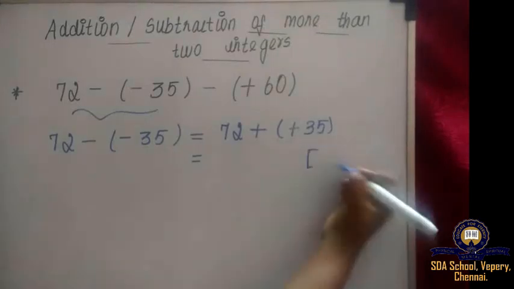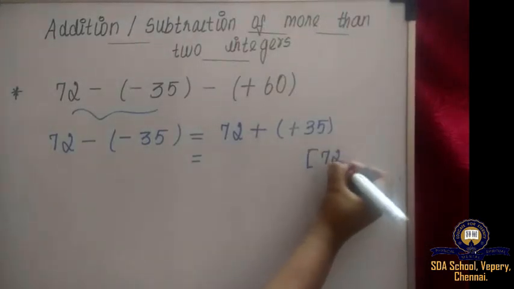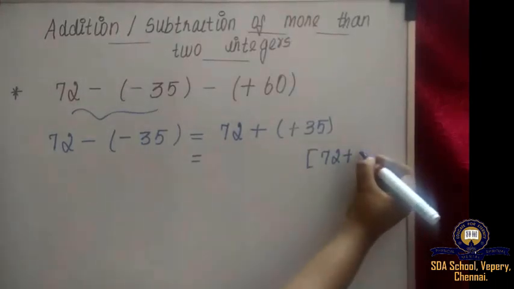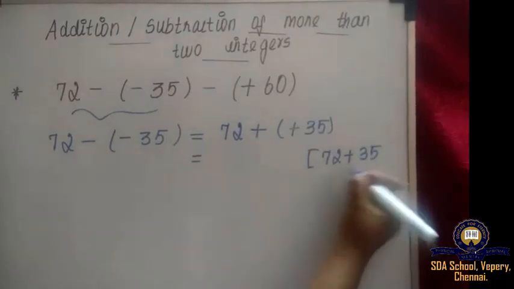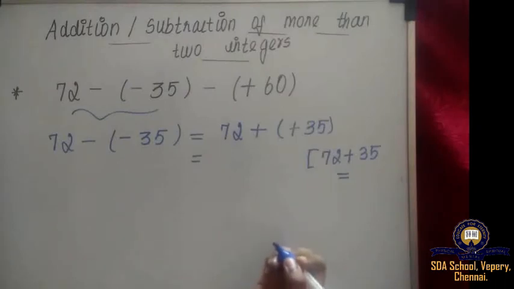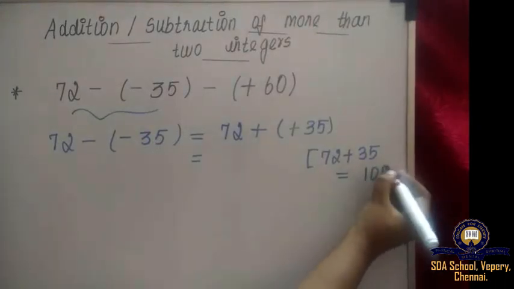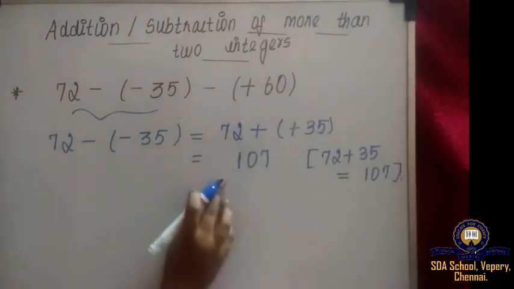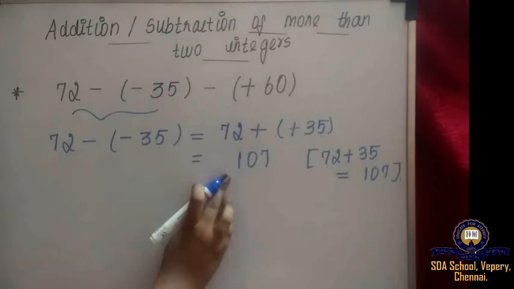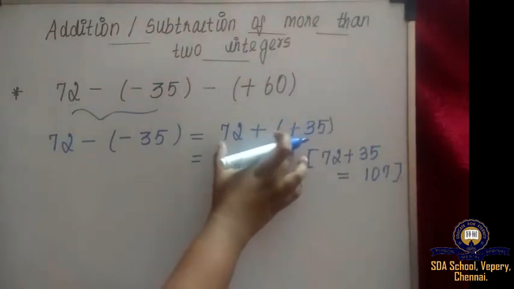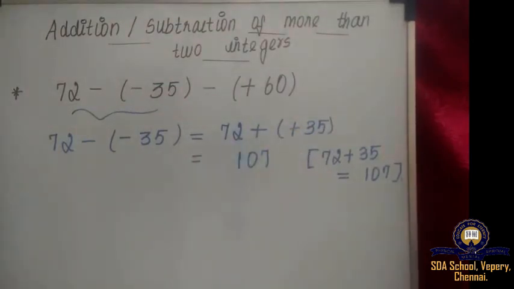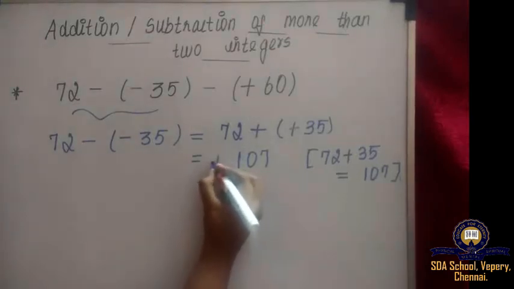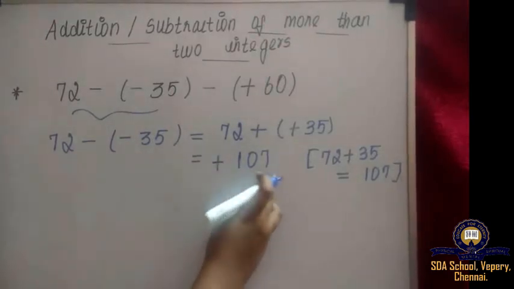So what is the absolute value of 72? It is 72, and the absolute value of plus 35 will be 35. 72 plus 35 is equal to 107. And you have to put the same sign, which is positive. Since both the integers have the same sign to be positive, the addition of both the integers will give an integer which has the sign to be positive. So it is plus 107.